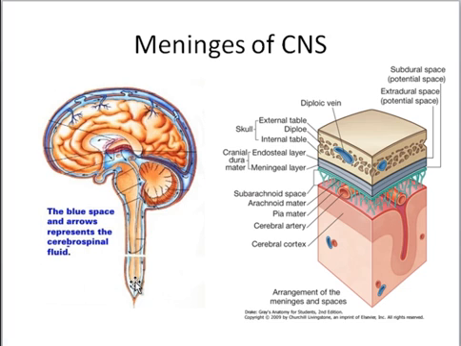Now let's look at the brain, the central nervous system and the coverings, because it's very important. It's covered by meninges. You can see here, these are the meninges which cover the central nervous system, all of the brain and the spinal cord. And there are three layers of meninges: dura mater, arachnoid mater, and pia mater. Mater means mother. Dura is the outermost layer, arachnoid is the middle layer, and pia mater is the innermost layer.